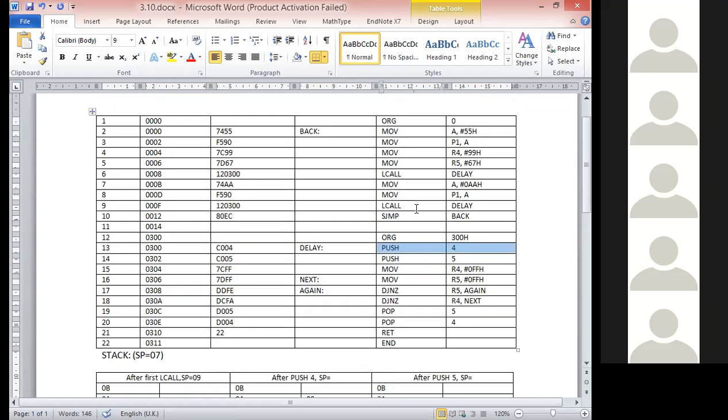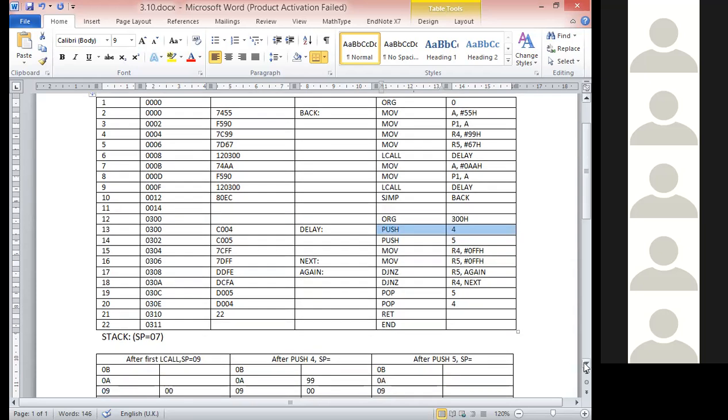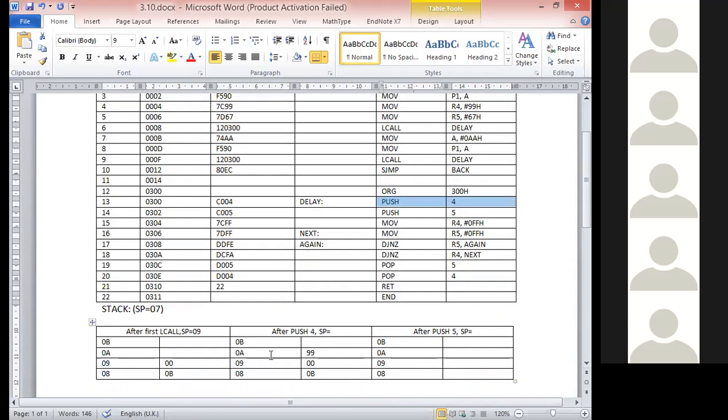You see nothing has been said about your PSW, so you will assume register bank 0. In register bank 0, in address 4, we have got R4. So what is the value of R4? The value of R4 is 99. So definitely after PUSH 4, the value 99 will go in this address 0A, and the value of your stack pointer will also be incremented by 1. So it will become 0A.